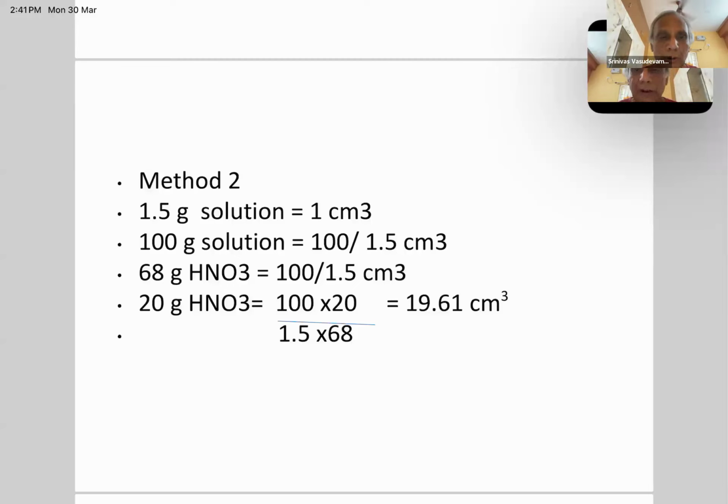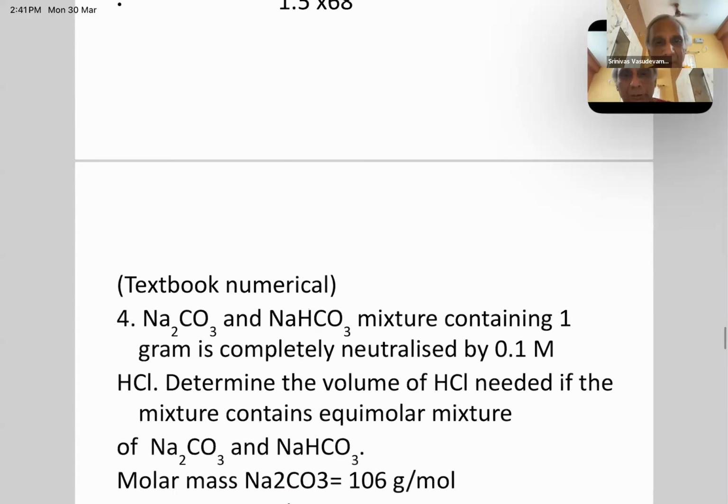Another method is from the concept here. I want to first find out the volume occupied by the 100 gram solution. 1.5 gram solution occupies a volume of 1 centimeter cube. That is the density given here. 100 gram solution occupies 100 by 1.5 centimeter cube. This is occupied by 68% nitric acid, that is 68 gram nitric acid. 68 gram nitric acid occupies a volume of 100 by 1.5 centimeter cube. For 20 gram of nitric acid, what is the volume occupied? 100 by 1.5 into 20 by 68, which is 19.61 centimeter cube.